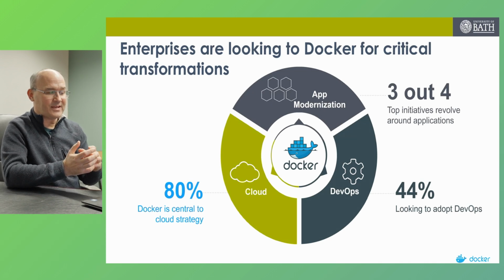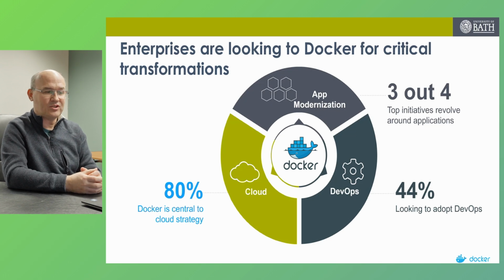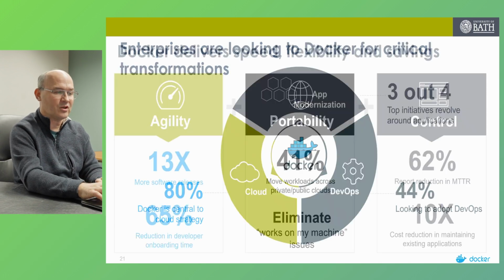Okay, so enterprises are looking to Docker for critical transformations. 80% say that Docker is central to their cloud strategy. 3 out of 4 companies have said top initiatives are revolving around applications and modernizing application infrastructure, and 44% are looking to adopt DevOps. This is in 2016, which is an incredible 10 years ago. I can confirm this trend has definitely taken place. And even now, people are talking about Dockerizing and containerizing existing legacy applications and transforming their infrastructure.